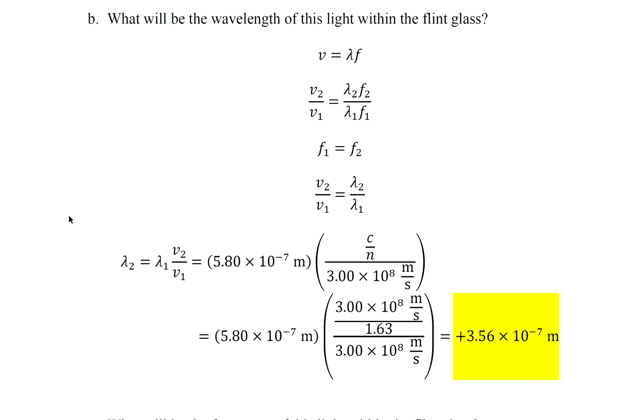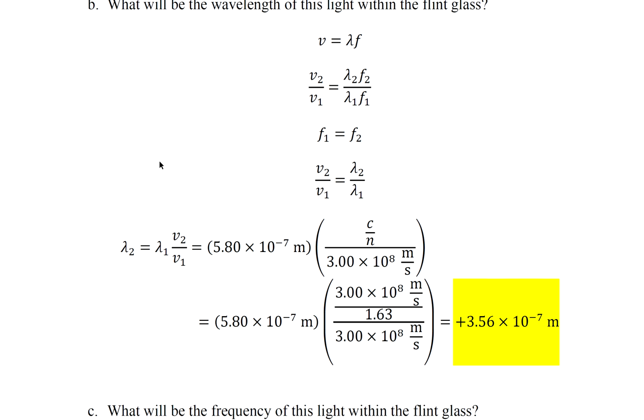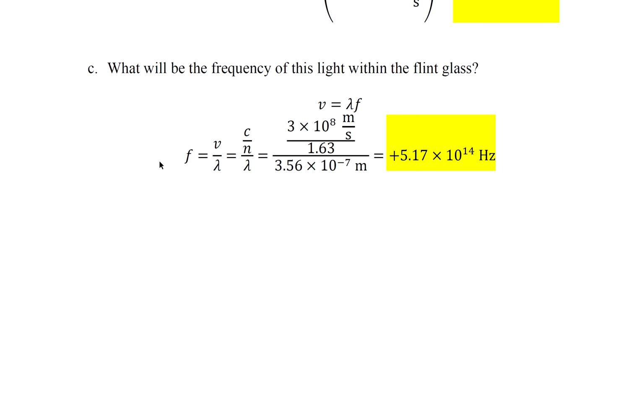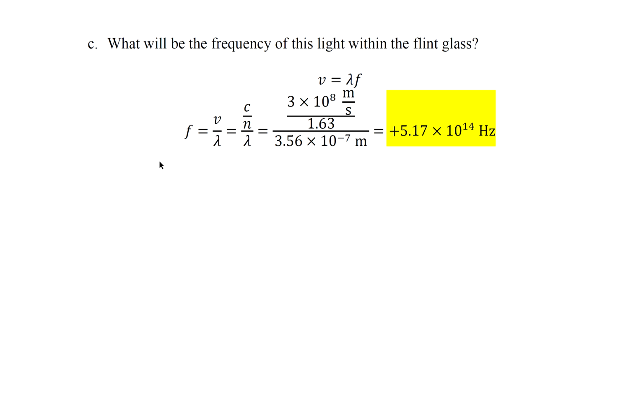Part B, what will be the wavelength of this light within the flint glass? V equals lambda f. So V1 equals lambda 1 f1, divide that by V2 equals lambda 2 f2. We know f1 equals f2. We could solve for lambda 2. Part C, what would be the frequency of this light within the flint glass? So V equals lambda f, solve for f.